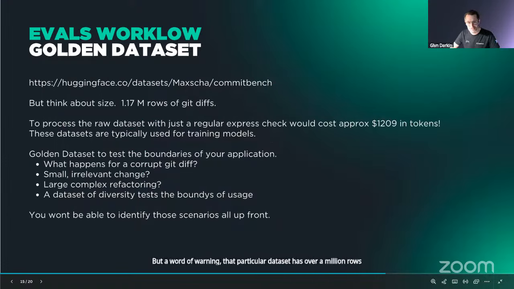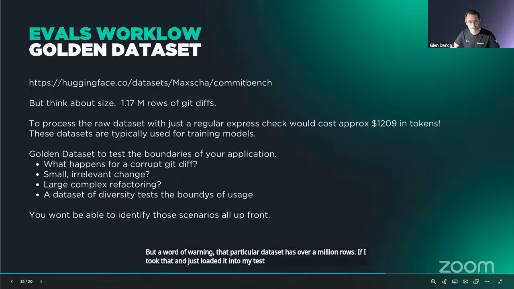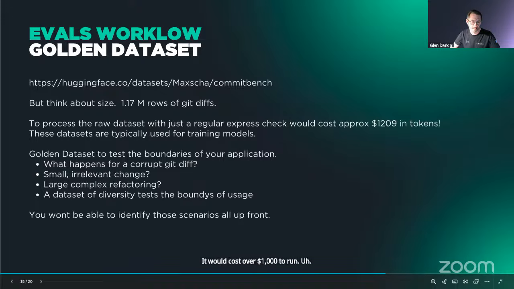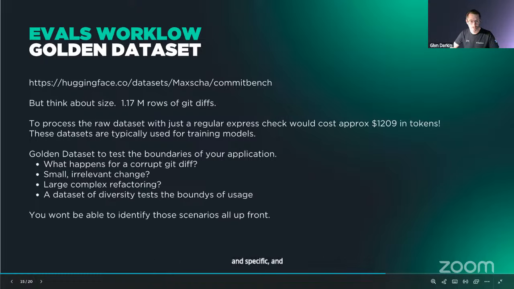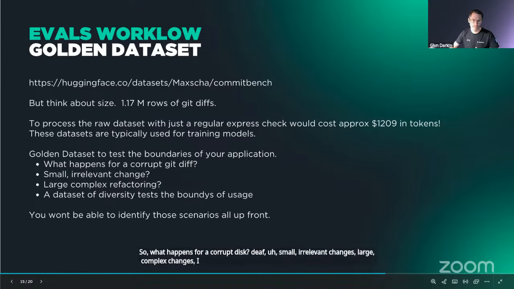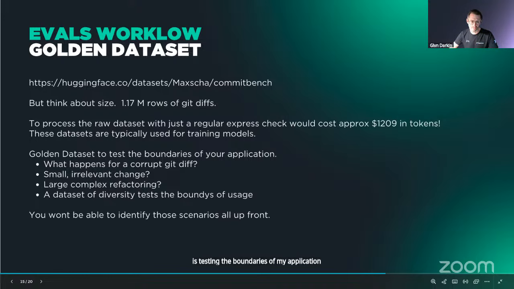If I took that and just loaded it into my test framework, it would cost over $1,000 to run a test against that. So again, you want to make sure that your golden data set is catered and specific, and you're testing against the boundaries of your application. So what happens for a corrupt diff, small irrelevant changes, large complex changes? I want to make sure that golden data set is testing the boundaries of my application and stress testing it.